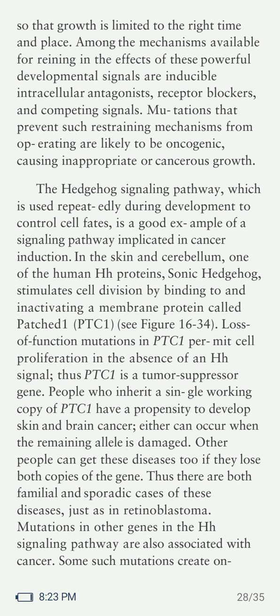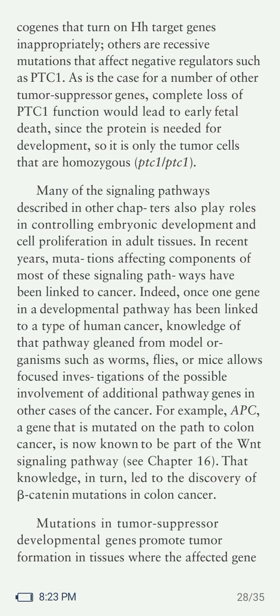Mutations in the other genes in the HH signaling pathway are also associated with cancer. Some such mutations create oncogenes that turn on HH target genes inappropriately. Others are recessive mutations that affect negative regulators such as PTC1. As is the case for a number of other tumor suppressor genes, complete loss of PTC1 function would lead to early fetal death, since the protein is needed for development, so it is only the tumor cells that are homozygous.